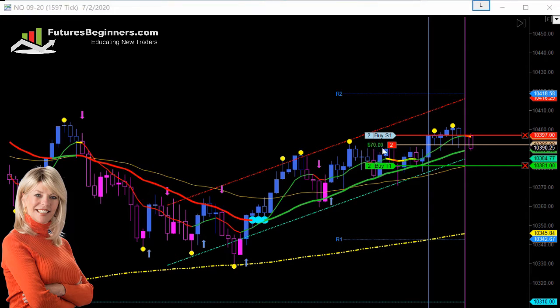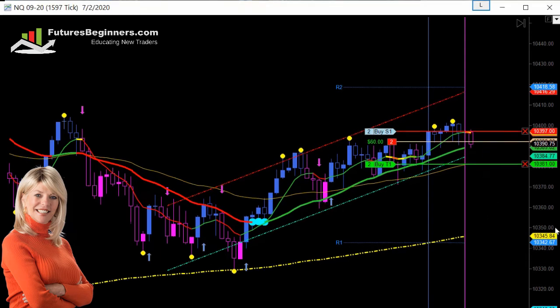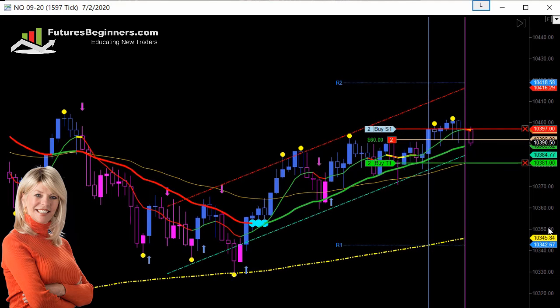Now, on a pullback, you can get anywhere between 20, 30, 40, 50, sometimes 100 ticks. Why? Because every reversal begins with a pullback. That's what I want you guys to remember. Every reversal begins with a pullback. This is a pullback. Look at the stopping spots, 1, 2, 3, 4, 5, 6. They don't want to take it up. It, meaning the NQ, you know that.